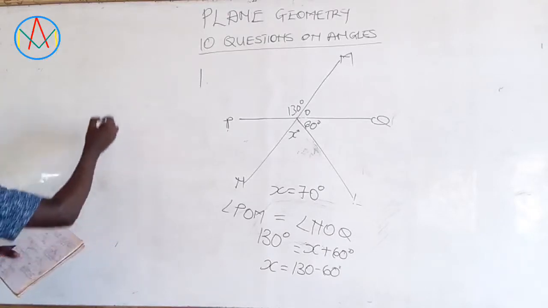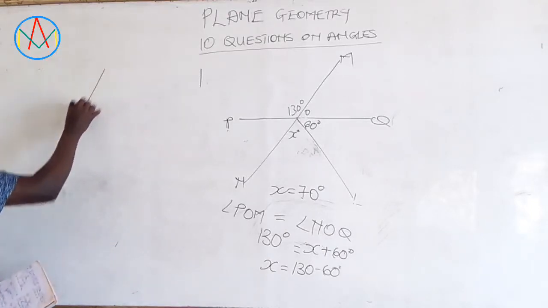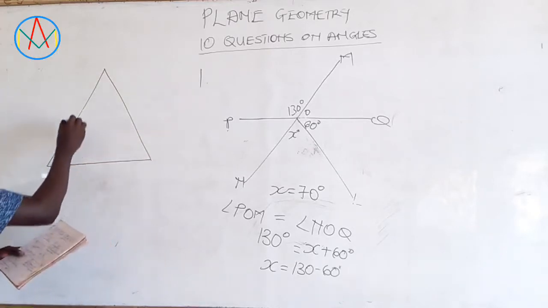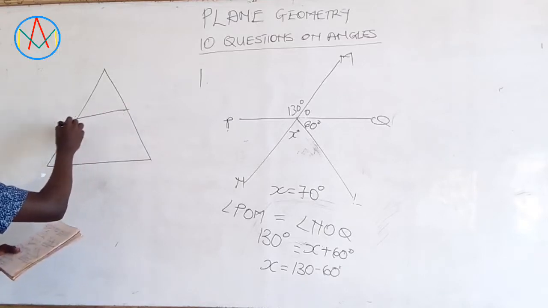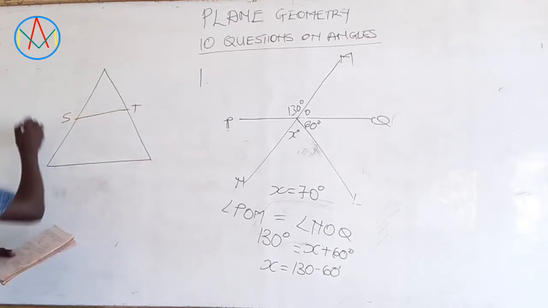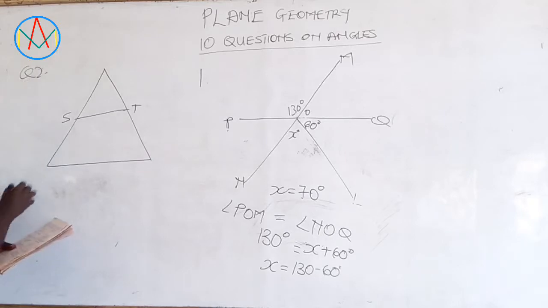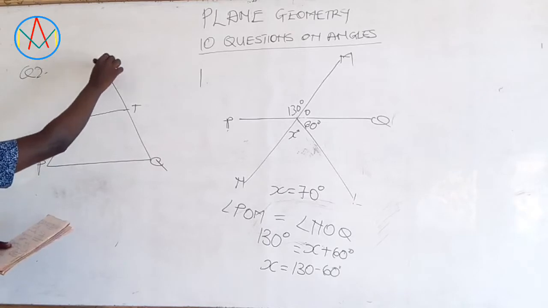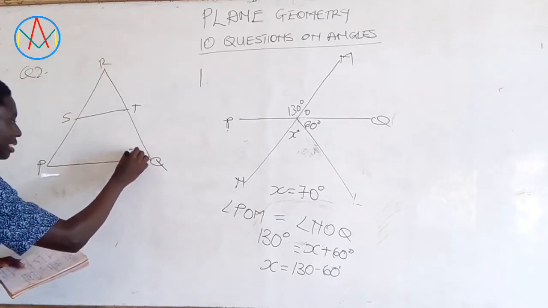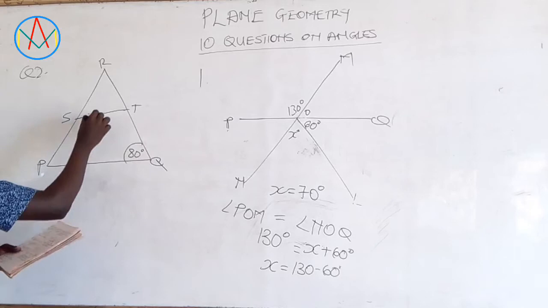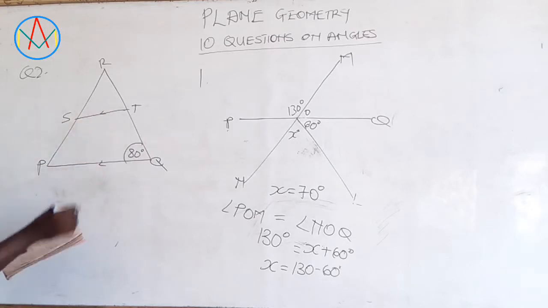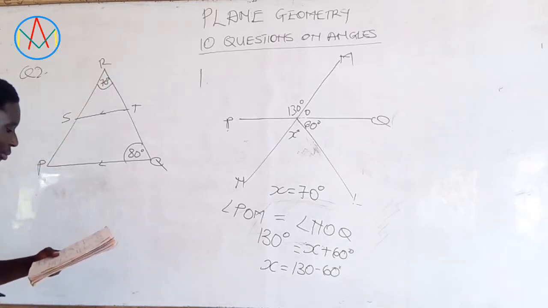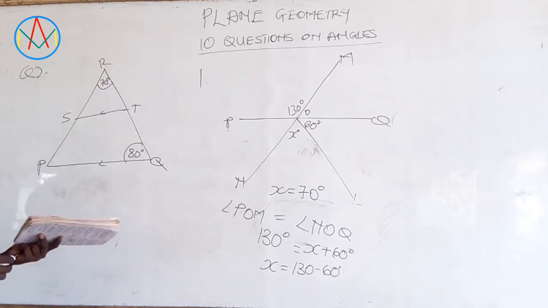Number two, we're given this diagram, a triangle, something like this. S, T, question number two, P, Q, R. They say here is 80 degrees. Here is parallel to this one, 70 degrees. So let's read the question.